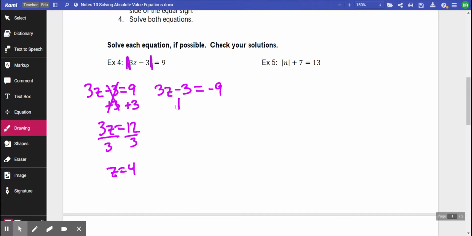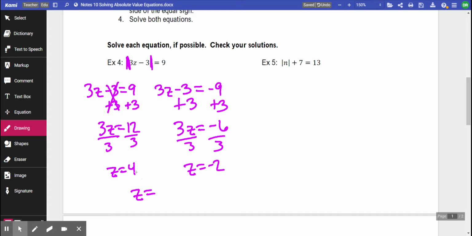Same thing over here. We're going to add 3, we're going to add 3. We still have 3z equals, but this time negative 3 plus 3 is negative 6. Then divide both sides by 3, and we get that z equals negative 2. So 2 solutions. And the way that you're going to write these, or type them into Alex, if your homework is on Alex, you're going to type in both numbers separated by a comma.